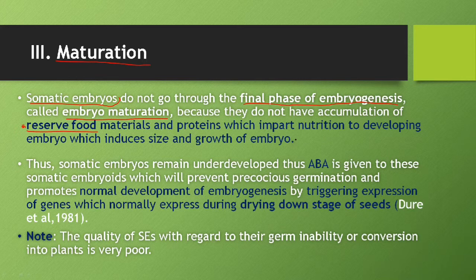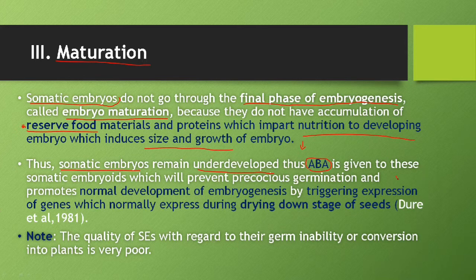So they lack nutrition for the development of embryos, and thus they remain small in size and the growth also declines. To avoid this underdevelopment, ABA, which is abscisic acid, is used.